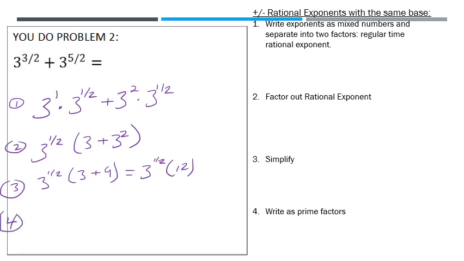Step 4 is to write as primes. Well, 12. For 12, your prime, you have 4 times 3. Well, 3 is a prime, and 4 is 2 times 2. And 2 is a prime. So the prime factorization of 12 is 2 squared times 3 times 3 to the half. So we end up with 2 squared, and we have 3 to the 1 times 3 to the half. So 1 plus a half is 3 halves, times 3 to the 3 halves.